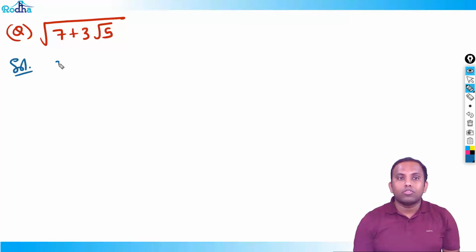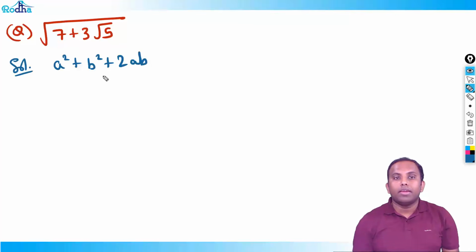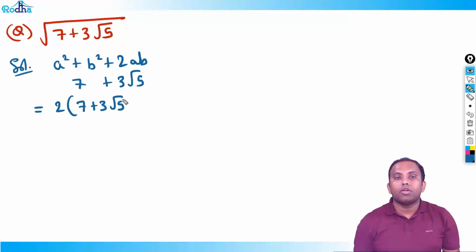Again, same thing, two terms here. So a square plus b square plus 2ab. Here it is 7, fine. But here it is 3 root 5. So we need a 2 here, right? So what do I need to do? Divide and multiply by 2. So the manipulation I need is twice of 7 plus 3 root 5, because I have to bring a 2 here for comparison, right?